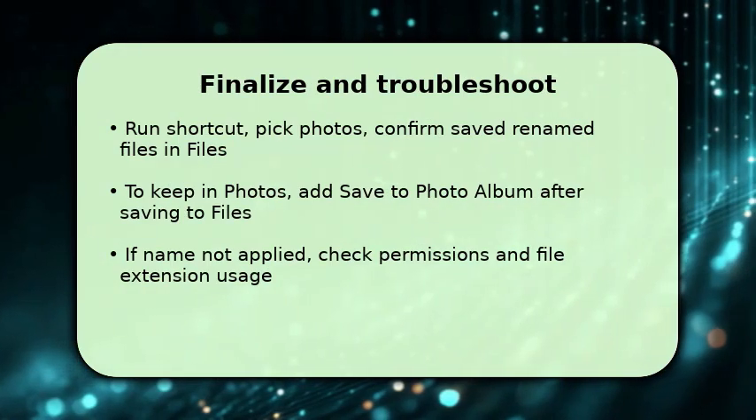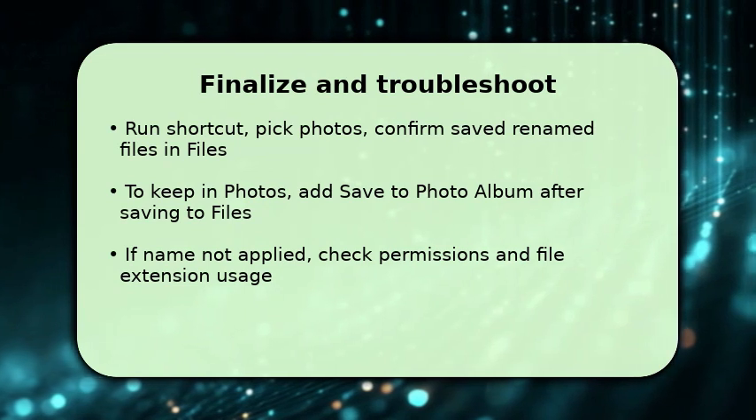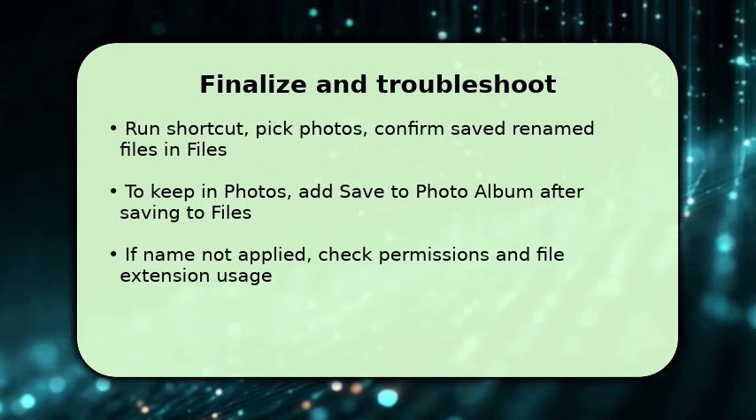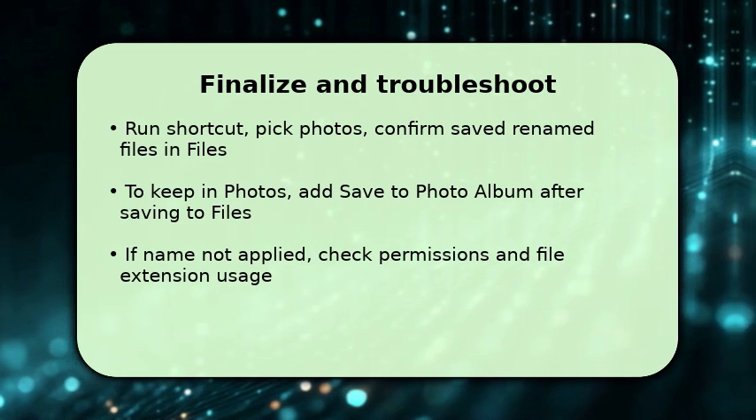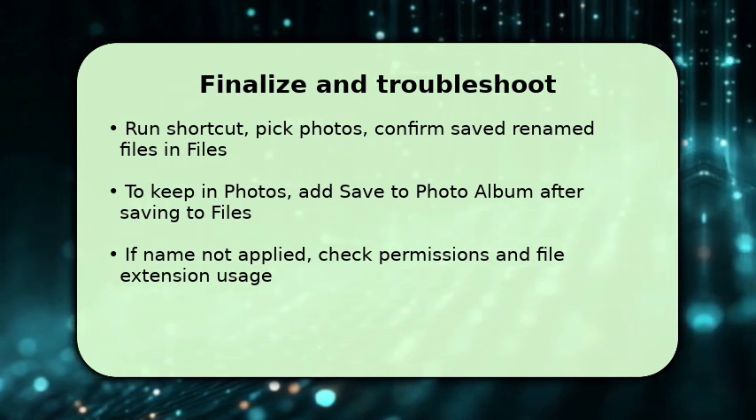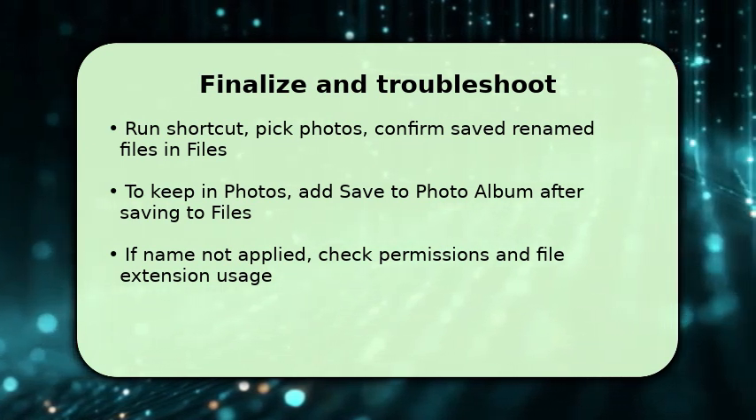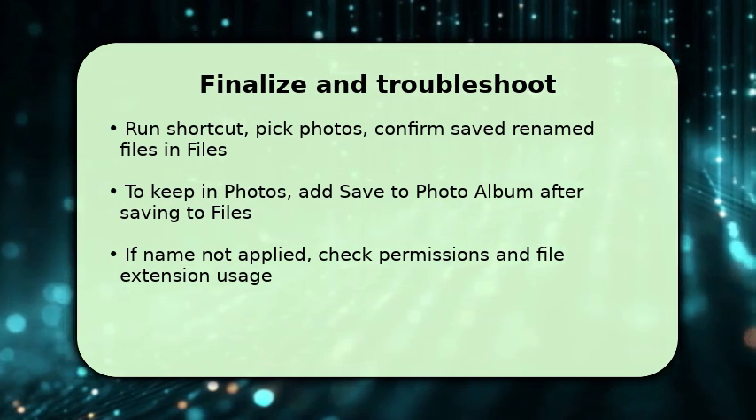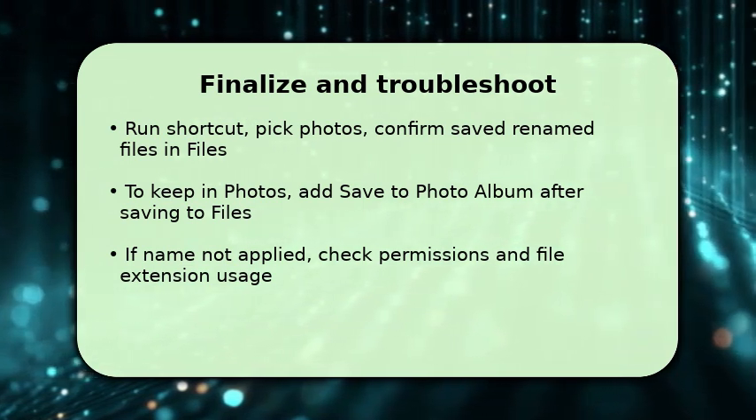Finish by testing. Run the shortcut, select one or more photos, and confirm the renamed files appear in the files folder you set. If you want the renamed copies back in Photos, add Save to Photo Album after the Save File step. Make sure you're creating copies, not moving originals.